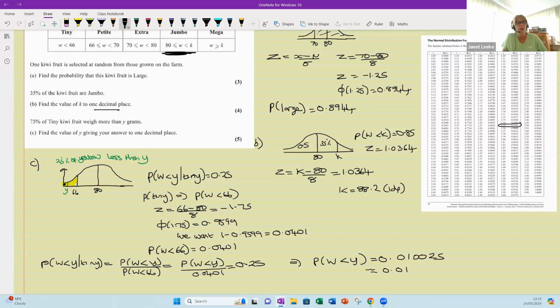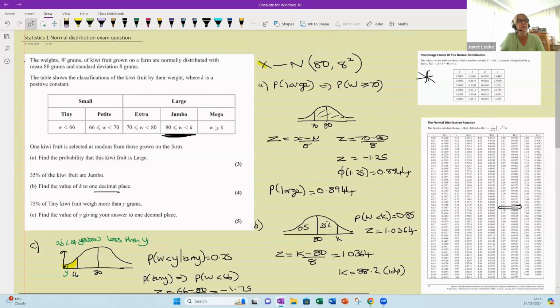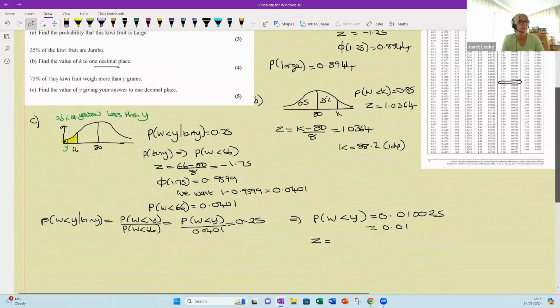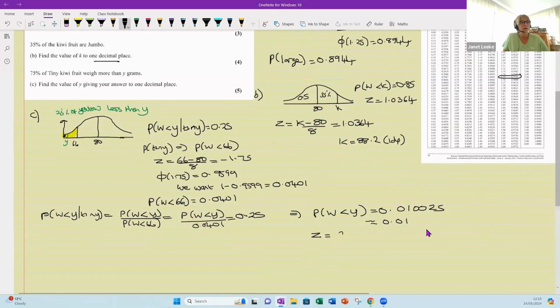So if the probability is 1%, my Z, I'm going to go up to my tables here and look up Z for 1. And you can see here, it's 2.3263. Now, this is where you can easily get caught out. Remember that your Y is to the left of the mean, so it's a negative.